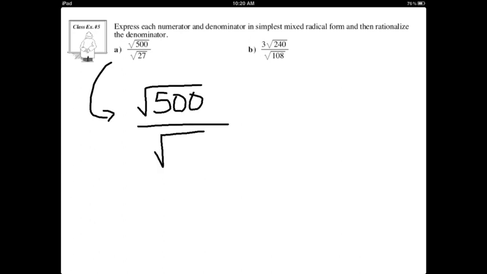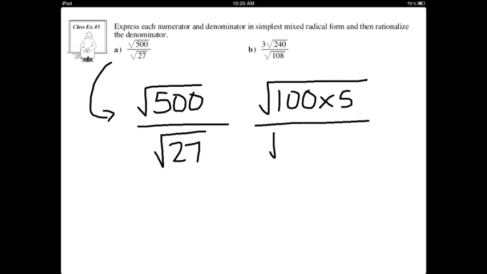For these particular problems, it's probably a lot easier if you are able to turn them into mixed radicals first. So we have root 500 over root 27. The root 500 can be broken down, that's 100 times 5. Same with the 27, that can be broken down, that's going to be 9 times 3. This gives us a couple of perfect squares.